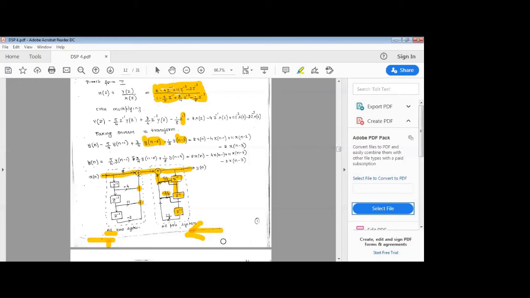Okay, but we have one disadvantage in this particular type of structure. What is the disadvantage here? The simple disadvantage we can see is that the number of delay elements, or memory elements, that we require is twice the order of the filter, or twice the order of the transfer function. To overcome this disadvantage, we are going to go for the direct form two structure.